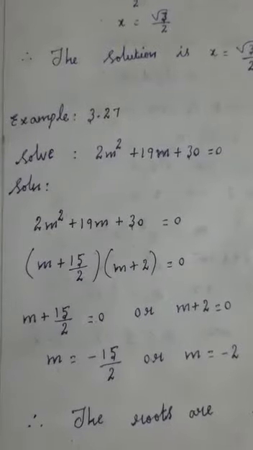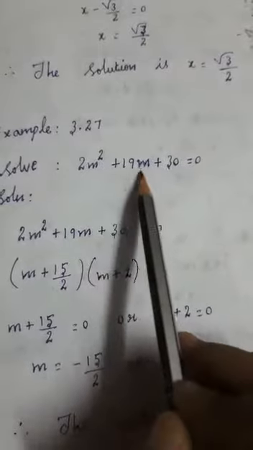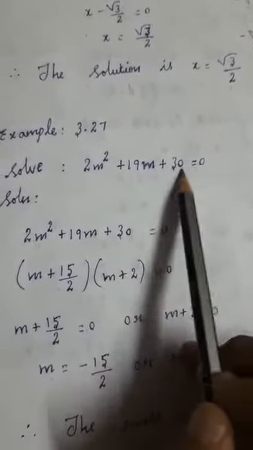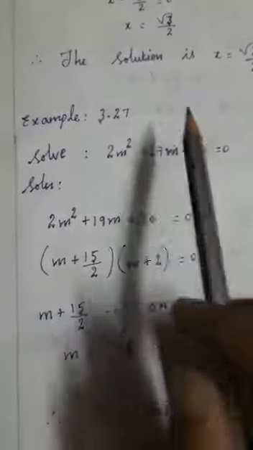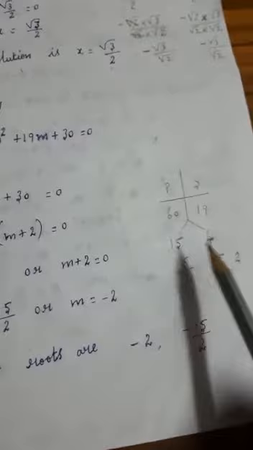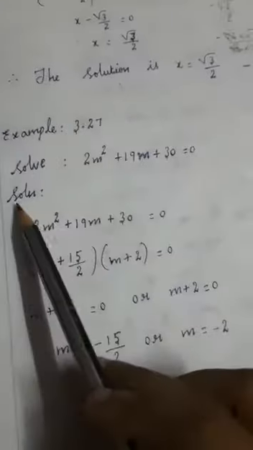Now let us see example 3.27. Solve the quadratic equation 2m square plus 19m plus 30 is equal to 0. This is the equation you are going to solve using the factorization method. Now see the solution. You can use this method to solve, and this is the easy way to solve. So now see the solution.